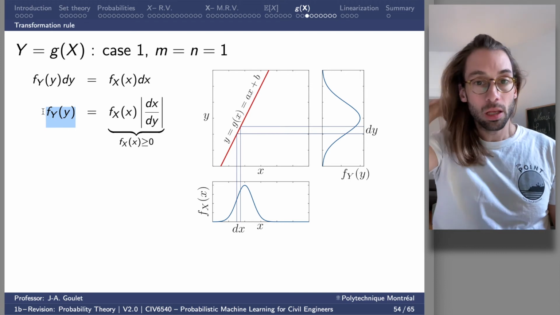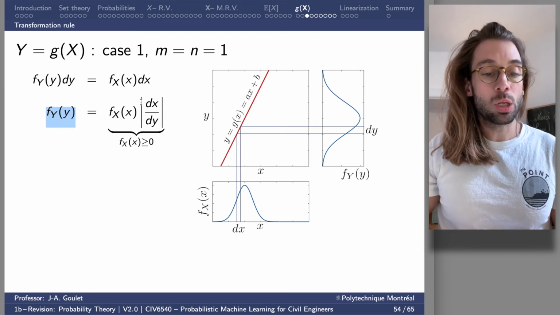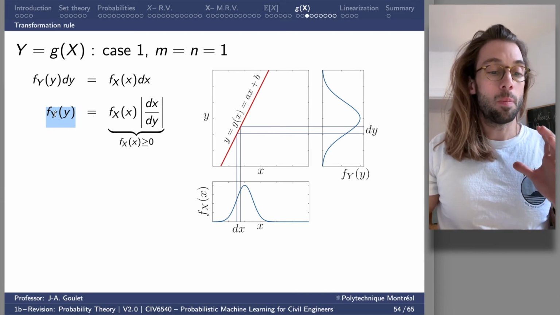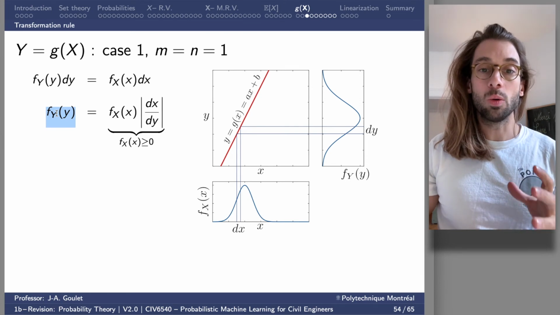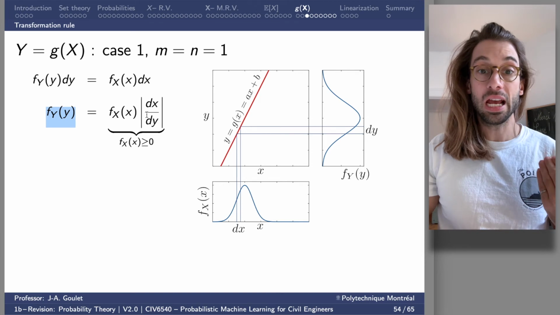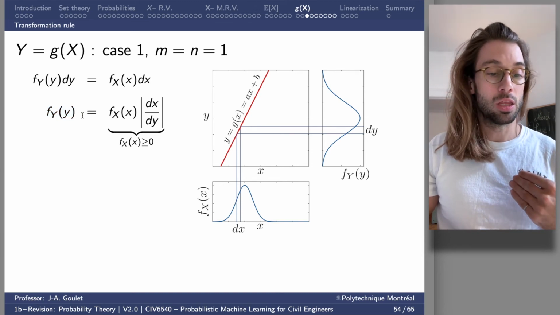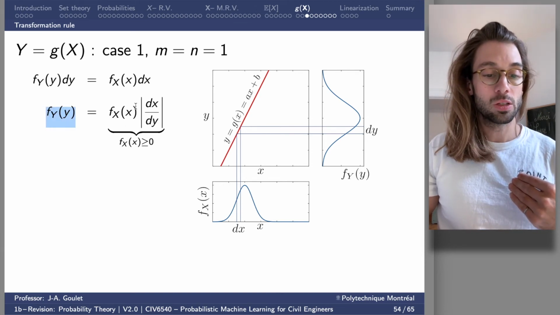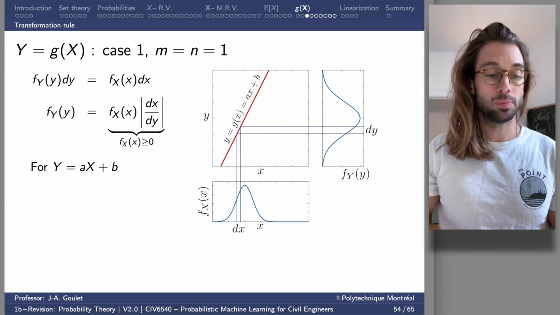Okay, and here I'm going to take the absolute value because the PDF must always be strictly positive. So if my derivative here would be negative, I still have to maintain the positivity for that PDF. So that's why we take the absolute value.